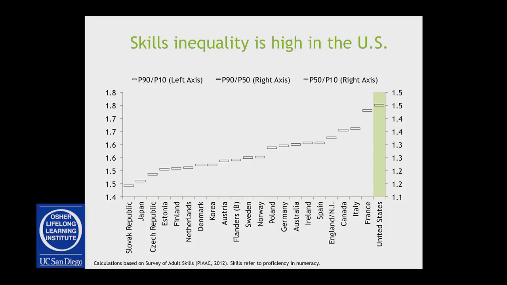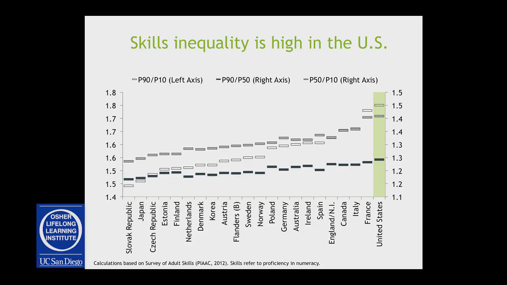The least unequal is the Slovak Republic. Japan also has much lower inequality. Finland does well, but France and the US are quite high. And there's not much inequality if we look at the top 10% versus the middle person, the median. So that's the black line. But we do have it for the median versus the bottom 10%. So what that means is it's that bottom 10% that's doing so badly in the US that's causing a lot of that inequality in skills here. They're just barely being able to do basic numeracy.